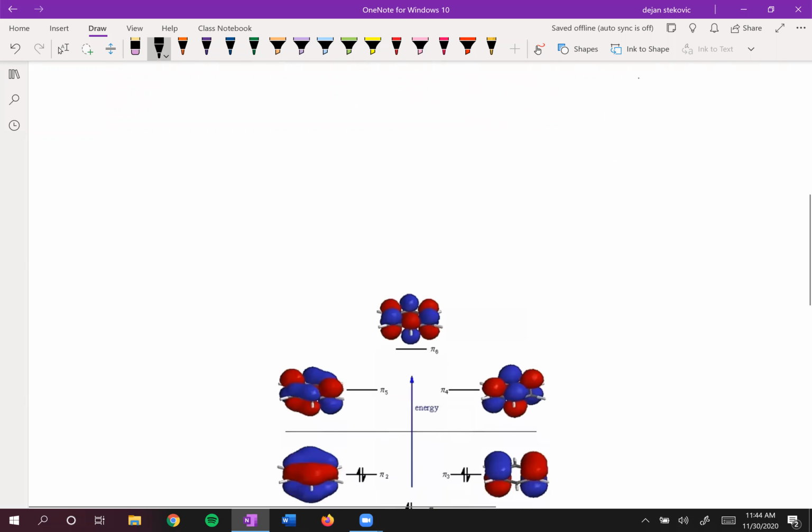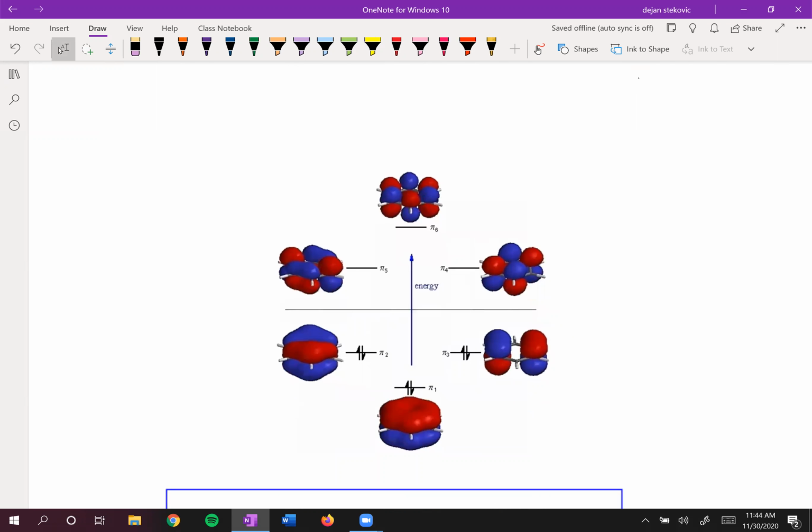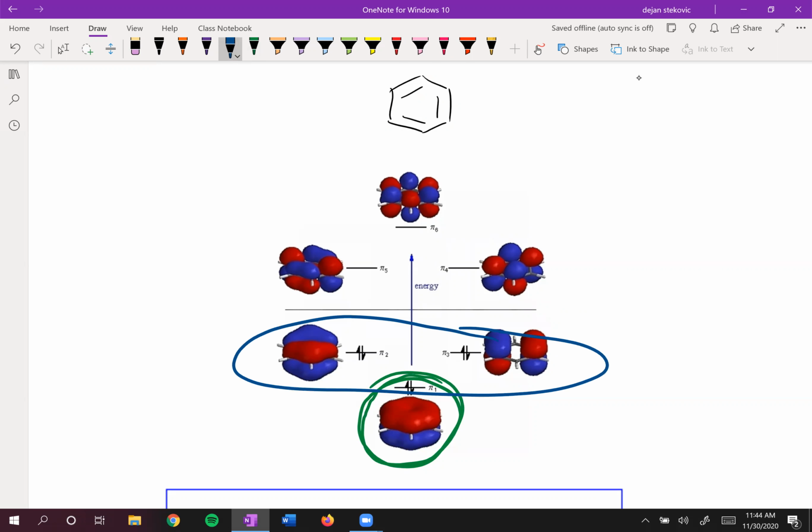And so here's the molecular orbital diagram for benzene. We have 6 p orbitals, and so we'll have 6 molecular orbitals as well. What you'll notice is that there's almost always a single one down by itself on the bottom. After that, you have sets of degenerate orbitals, right? These two are on the same energy level, and that's known as degenerate.